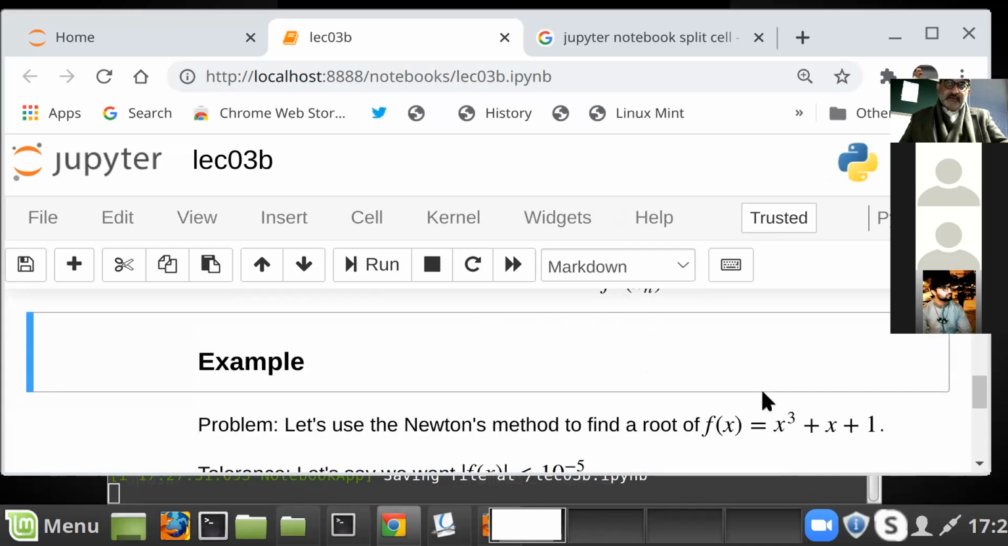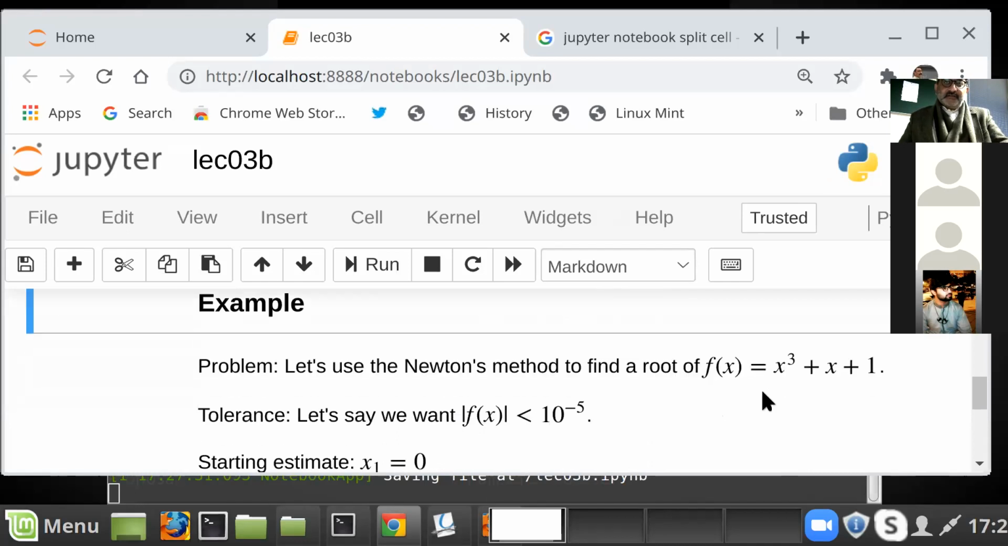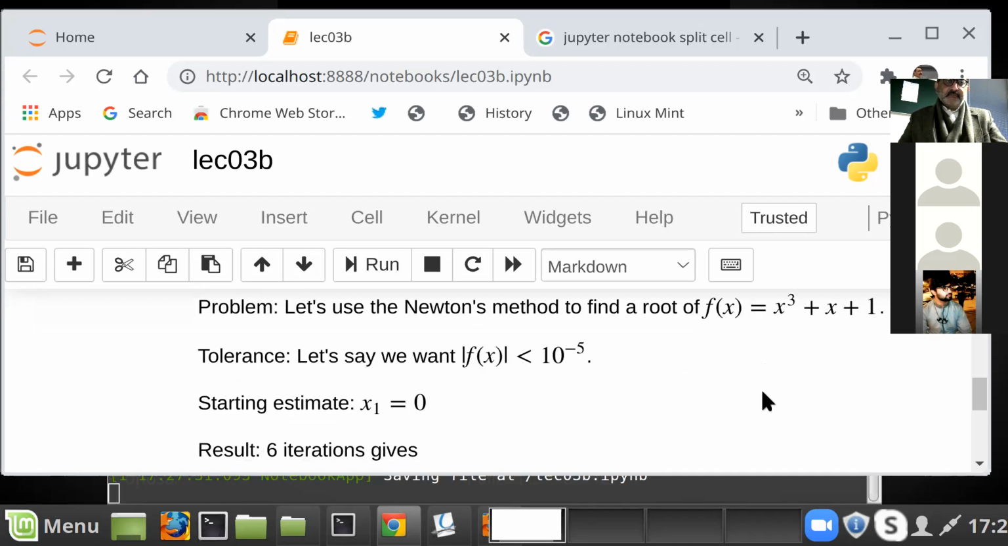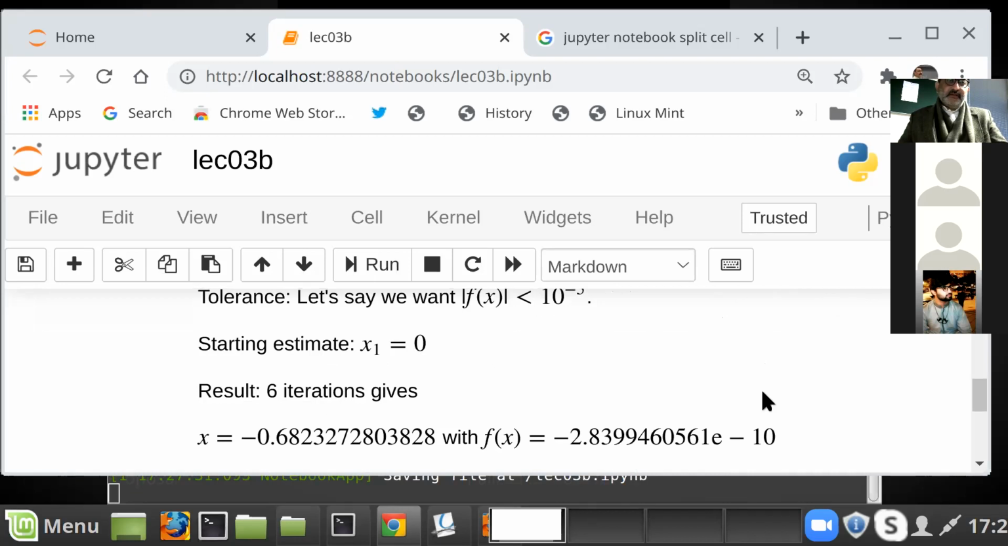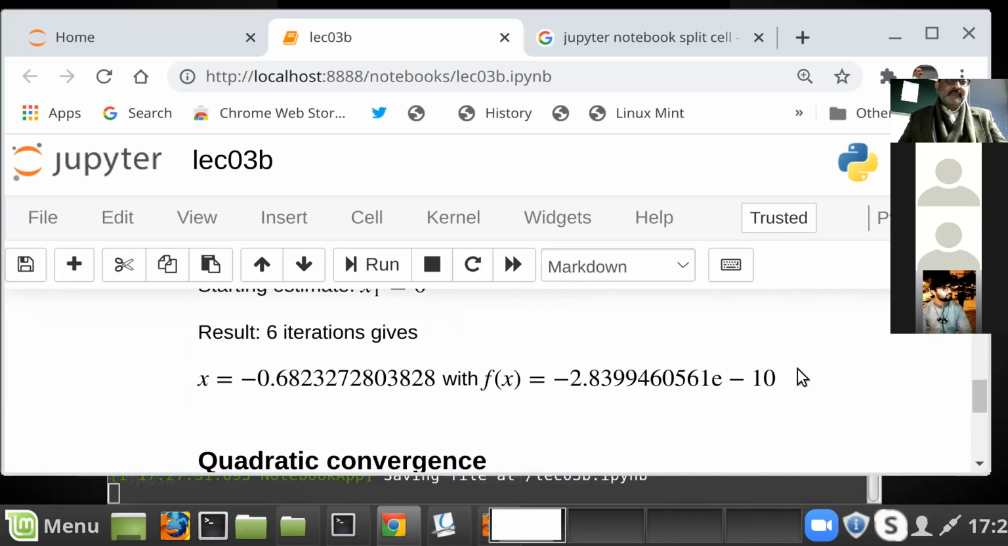Okay. All right, so let's do an example. We're going to take the same function that we had before. So that's defined by f of x equals x cubed plus x plus 1. Let's take the tolerance to be that I'm going to stop when I have an x such that the absolute value of f of x is less than 10 to the minus 5. I have to start somewhere, so let's start at 0 as my initial guess. Now what's the result? 6 iterations will give me basically the same result that I had before. Okay, so 6 iterations instead of 10 looks like an improvement at the cost of each iteration being more expensive than the previous algorithm.